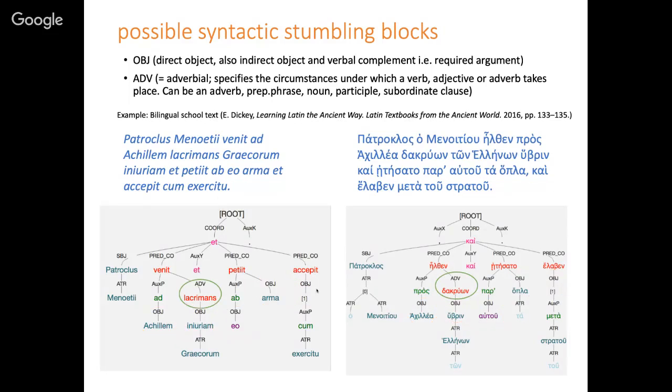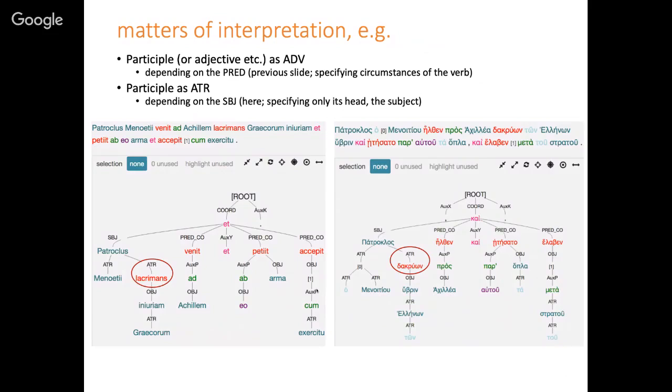Then the ADV is also in this sentence. So it's marked here as an adverbial for the verb to come. So he was crying when he was coming to Achilles. This is the idea in this annotation, but it's possible to interpret this in a different way as well, which is in this next slide.